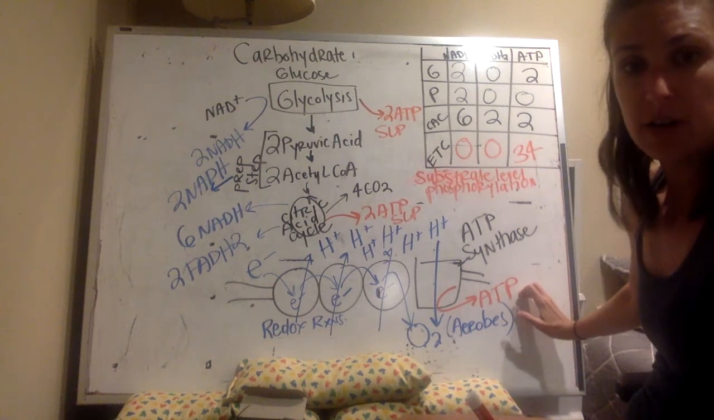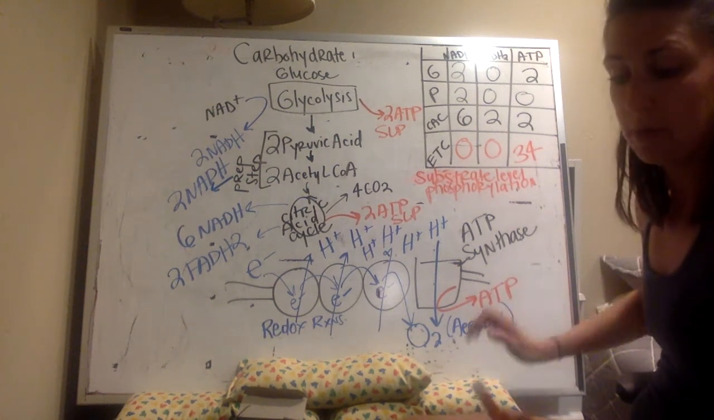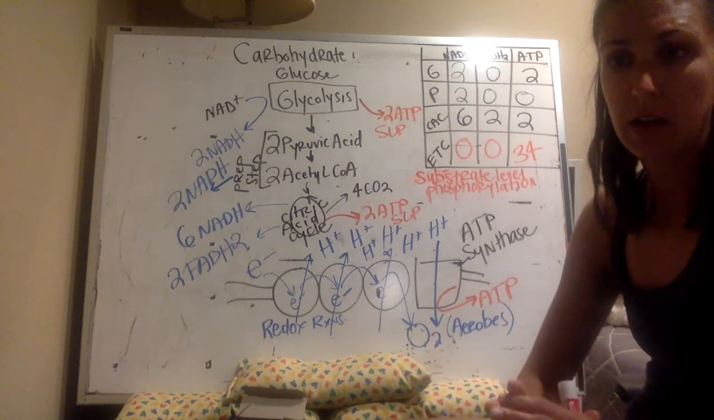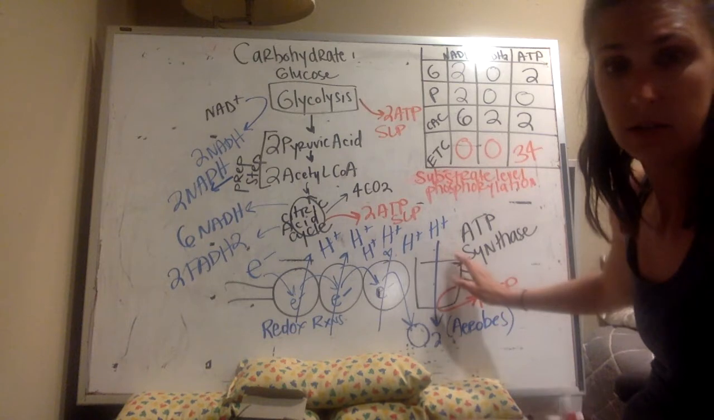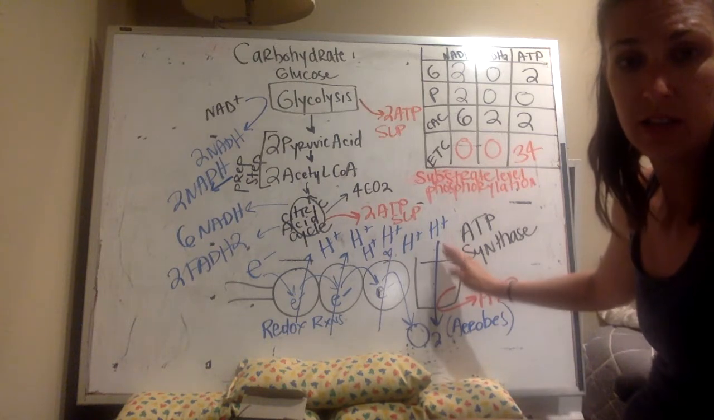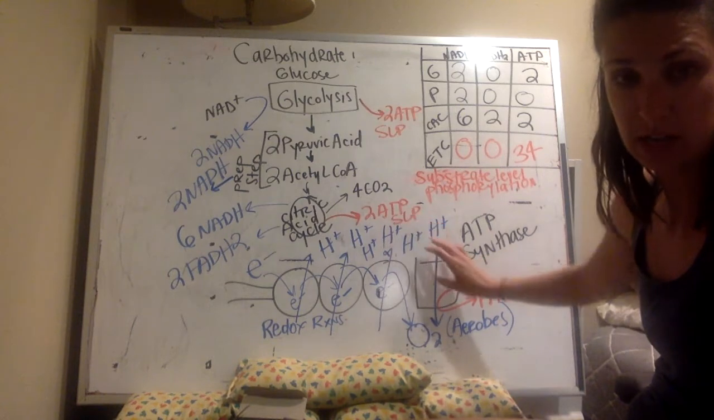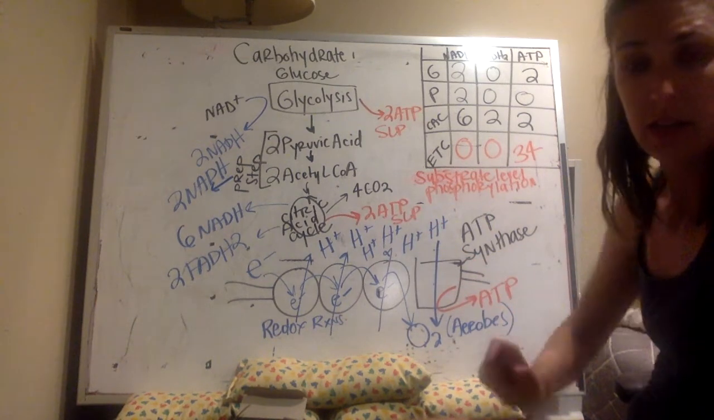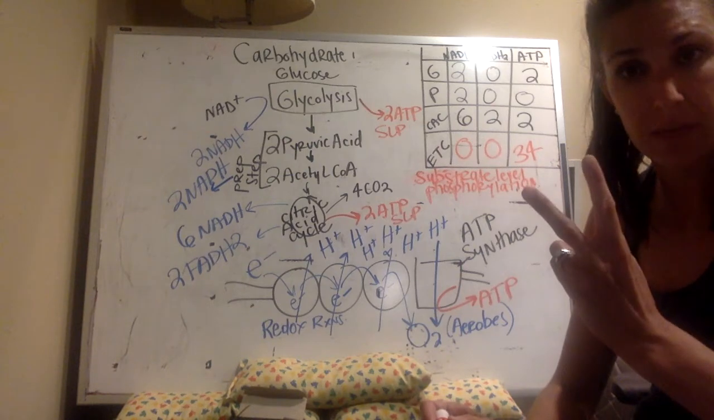So whenever this ATP is made in a different way, whenever there's a concentration gradient that's used to power the ATP synthase to generate ATP like this, whenever there's a concentration gradient used to make ATP, it's called chemiosmosis. And there's 2 types of chemiosmosis.